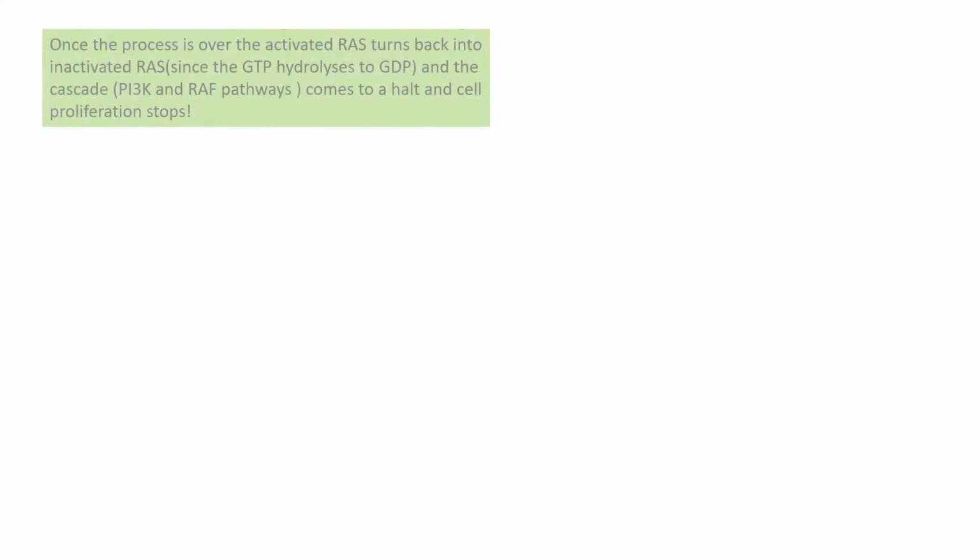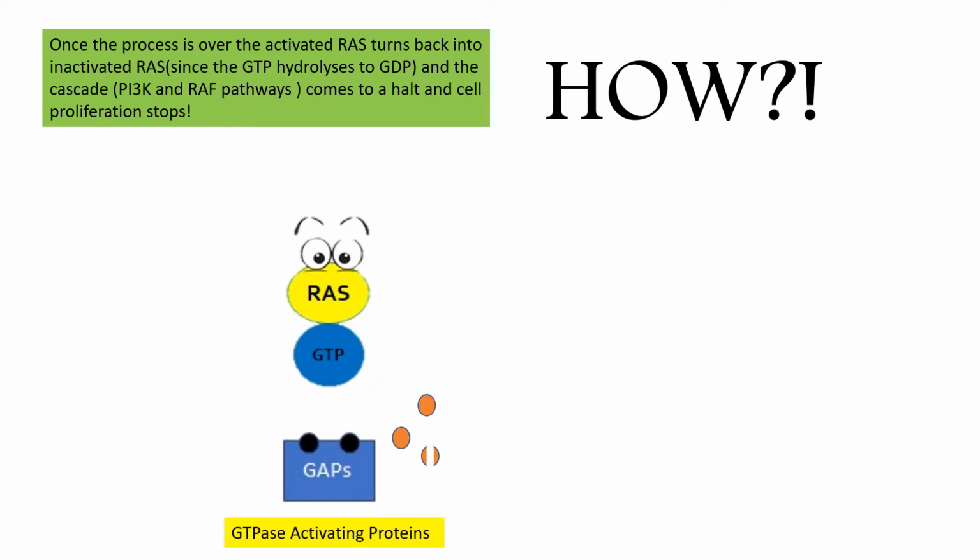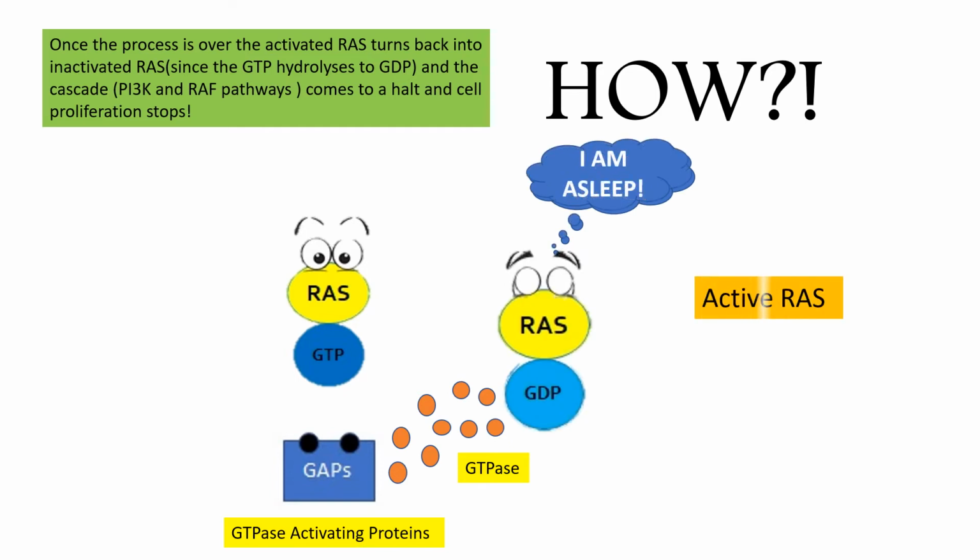As we know, once the process is over, the activated RAS turns back into the inactivated RAS, the cascade comes to a halt and eventually cell proliferation stops. But how does this happen? RAS intrinsically has a GTPase activating protein called the GAPs. This protein activates GTPase, which hydrolyzes GTP to GDP, thus making active RAS the inactive form. This inactivated RAS can no longer activate the other pathways. Therefore, cell proliferation comes to a halt.